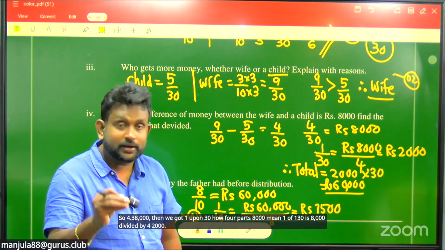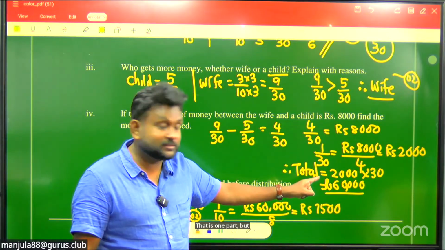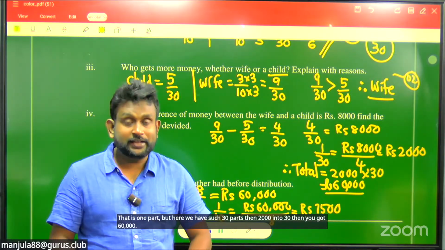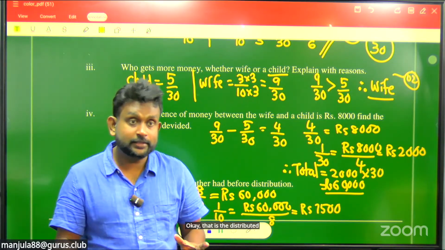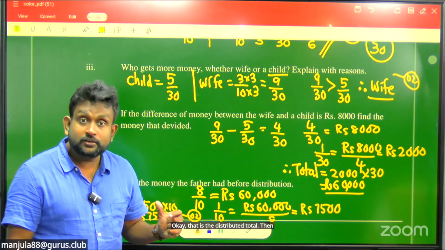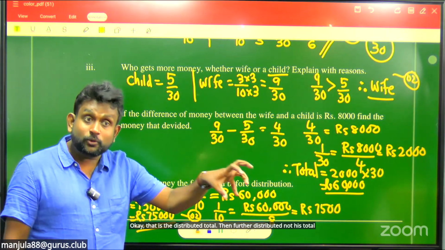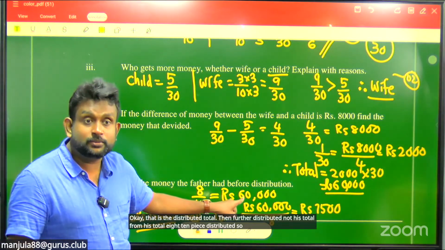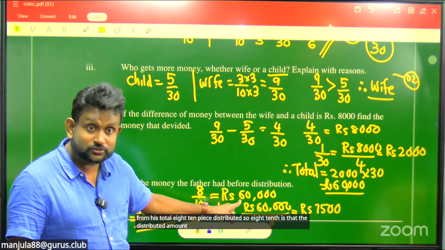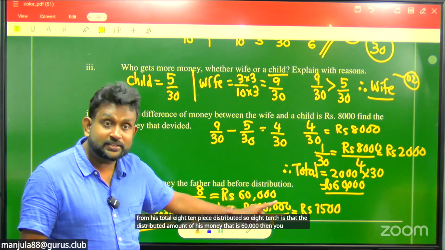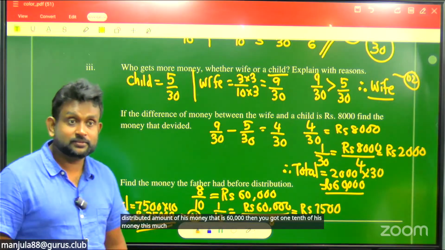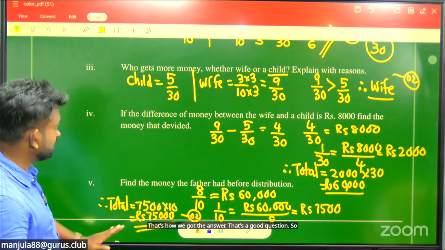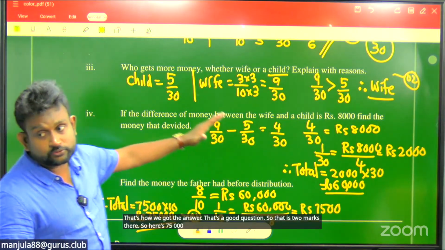That is one part. But here we have such 30 parts. Then 2,000 into 30, you got 60,000. That is the distributed total. Then father distributed not his total. From his total, 8/10 is distributed. So 8/10 is the distributed amount of his money, that is 60,000. Then you got 1/10 of his money, this much. He had such 10 parts. That's how we got the answer. That's a good question. So that is 2 marks there. So here 75,000, here 60,000, and likewise.